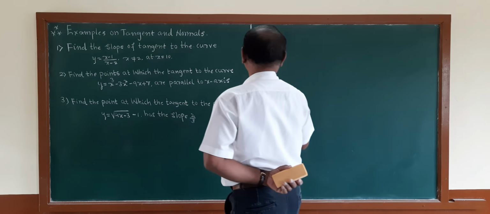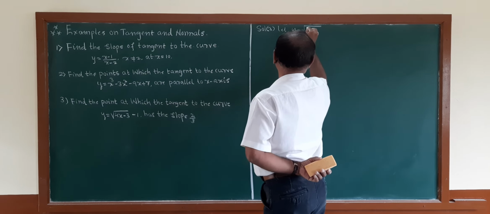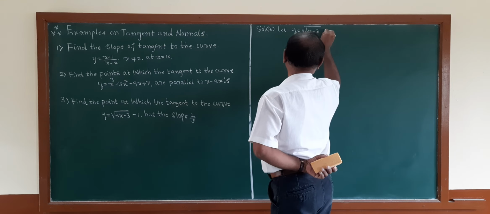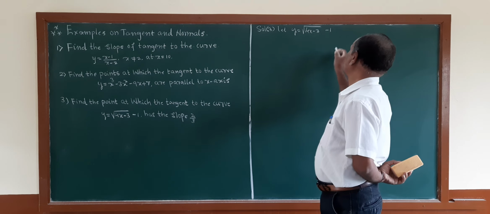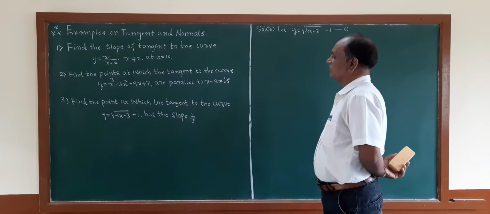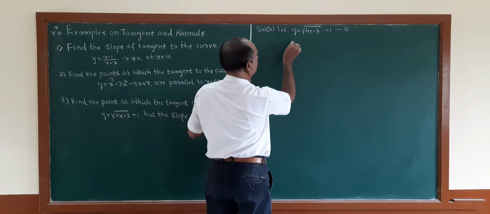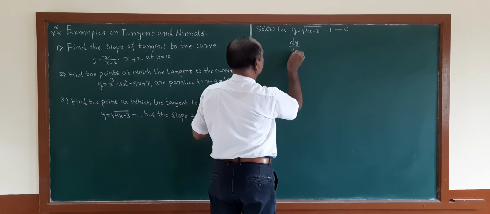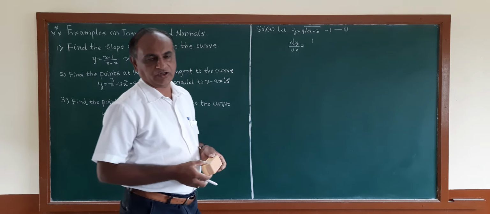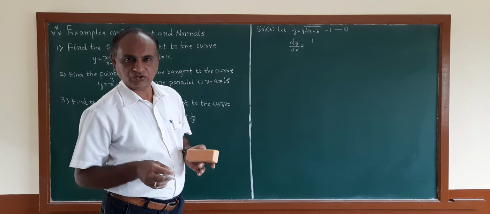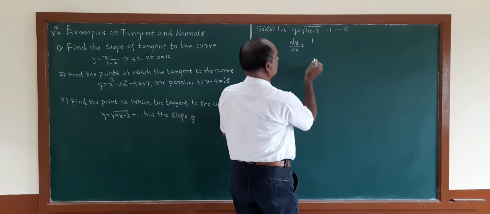So let the given curve be y is equal to the square root of 4x minus 3, and then minus 1. The minus 1 is outside the root sign. So that is equation number 1. Differentiate equation number 1 with respect to x. Therefore, dy divided by dx is equal to the derivative of the root. The derivative of root x is 1 divided by 2 root x. On the same line, you have to write the derivative of the square root of 4x minus 3.